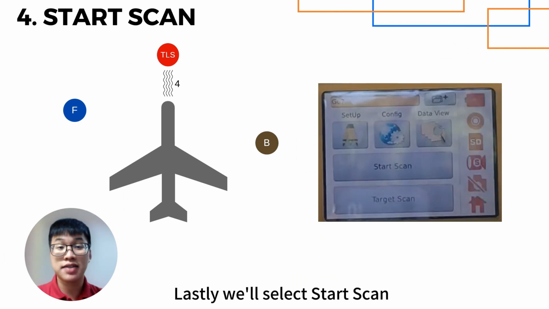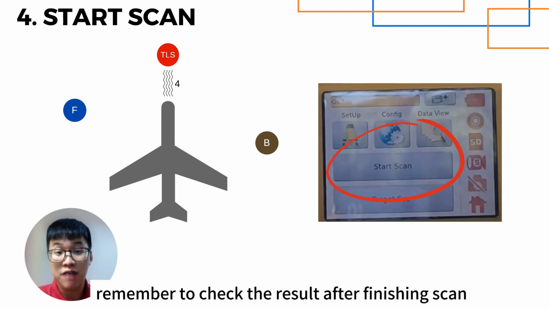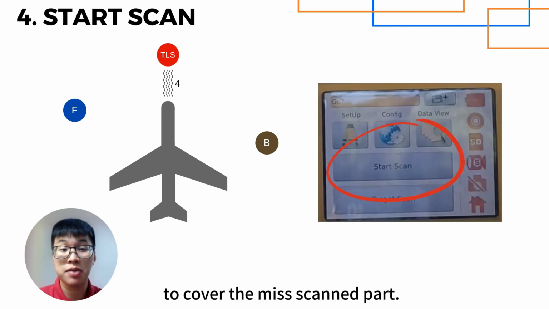Lastly, we'll select start scan to collect the surrounding point cloud. Remember to check the result after finishing the scan in order to identify whether more stations are needed to cover the missed scan part.